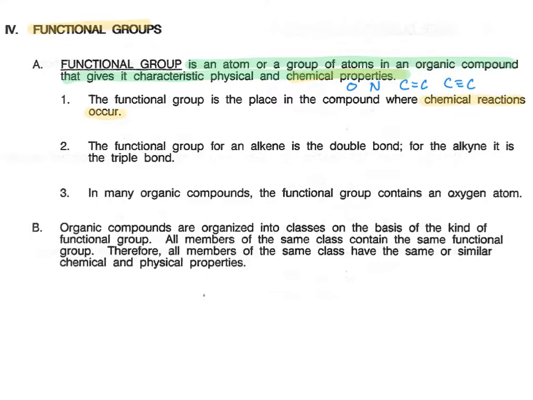When it's just hydrogen and carbon, there's very little reaction that occurs. But once we put in an oxygen, a nitrogen, or a double bond, then we start to see reactions occurring. The functional group for the alkene is called the double bond, and the one for the alkyne, which we already studied, is the triple bond. Many of the other ones that we're going to look at have either oxygen or nitrogen. There are other functional groups, but in this class we will focus on only the ones with oxygen or nitrogen.